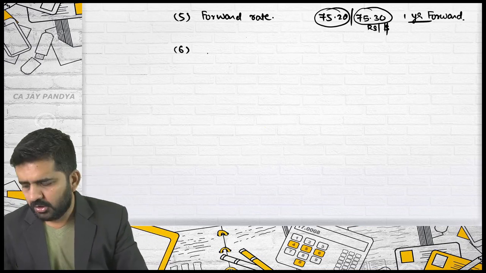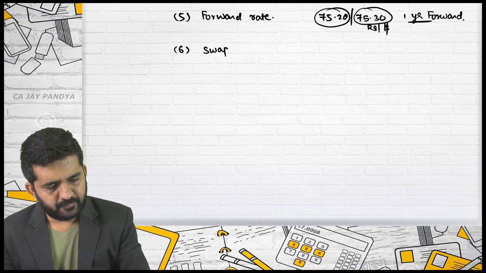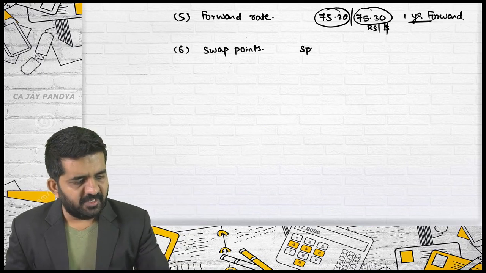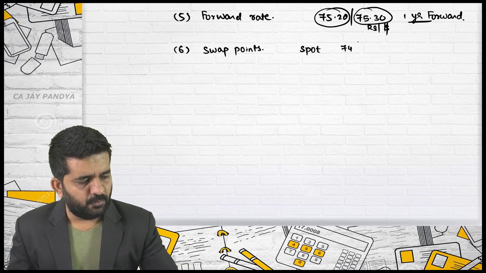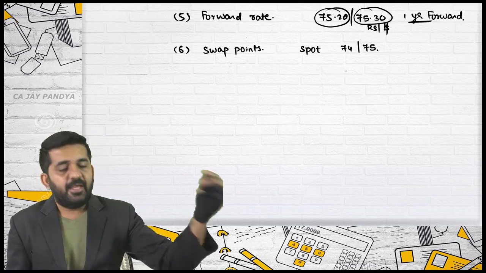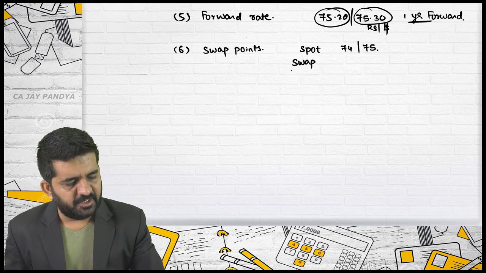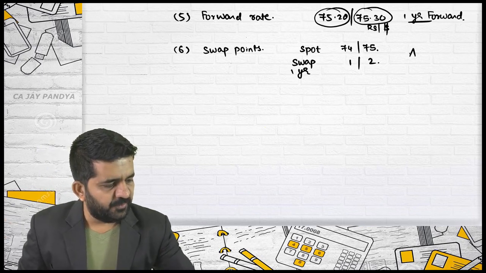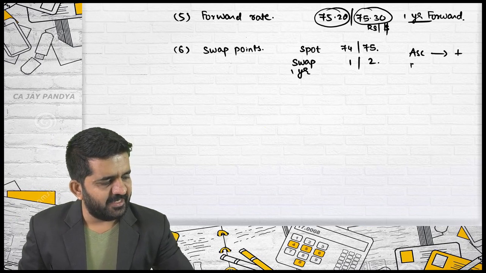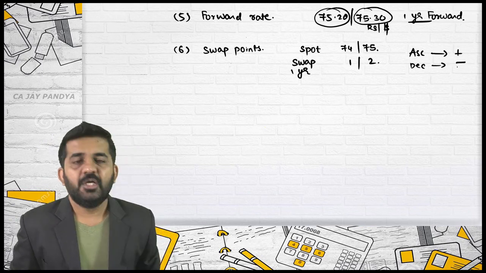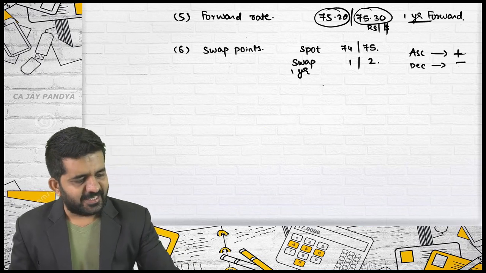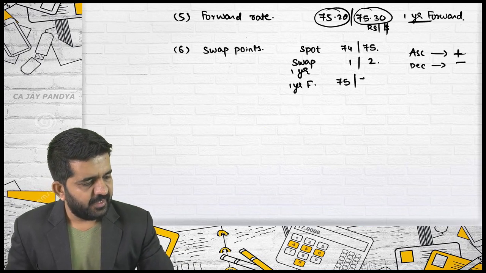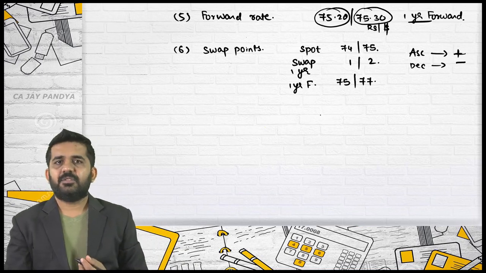Then we also understood swap points. Sometimes what will be given is the spot rate, 74 slash 75, and the swap point will be given, 1 year swap point is 1 slash 2. We have understood if it is in ascending order we should add it, if it is in descending order we should subtract it. As this is ascending order, the 1 year forward rate will be 75 and 77.